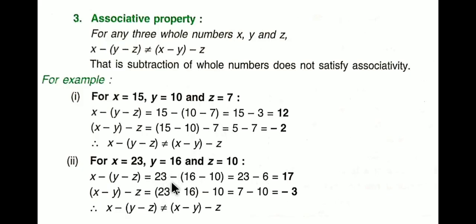Another example, 23 minus 16 minus 10. 16 and 10 are subtracted first. We get 6, and 23 minus 6 is 17. In the second case, we subtract 16 from 23, for which we get 7, and 7 minus 10 gives us minus 3. So here also we see two different answers. So here clearly we can say that the associative property is also not being fulfilled in the case of subtraction of whole numbers.